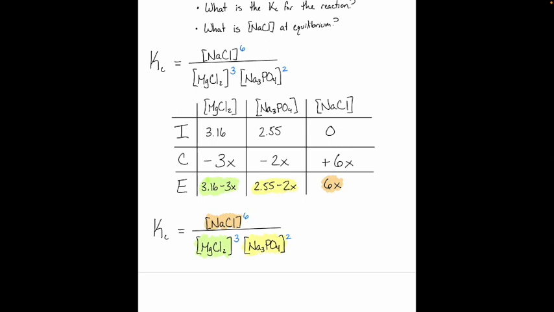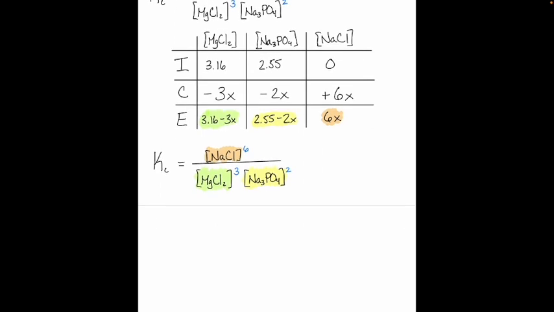Okay? Remember to use your parentheses so that you don't mess up your order of operations. Kc is equal to 6x all to the 6th power, right? Not just 6x to the 6. These are not the same. Divided by, in parentheses, 3.16 minus 3x cubed and 2.55 minus 2x squared.